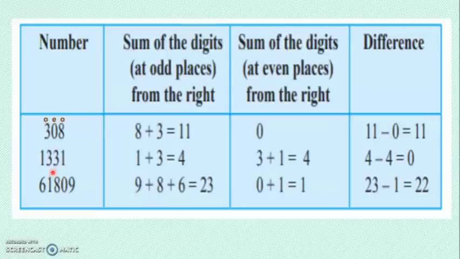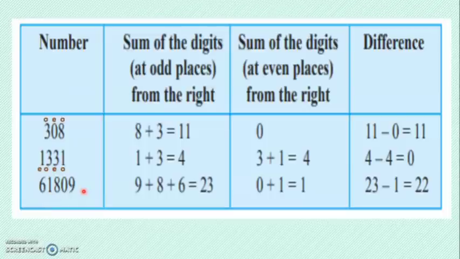Again, the first step is to place odd, even, odd, even, odd. See, starting from the right, we placed here odd, then even, odd, even. After this, we have to find the sum of odd places. Odd places is 1 plus 3. You got 4. Now even places is 3 plus 1. You got 4. Now you have to find the difference between the resultant numbers. That is 4 minus 4. You will get 0. Again, the condition is satisfied. Because it is 0, this number will be divisible by 11.